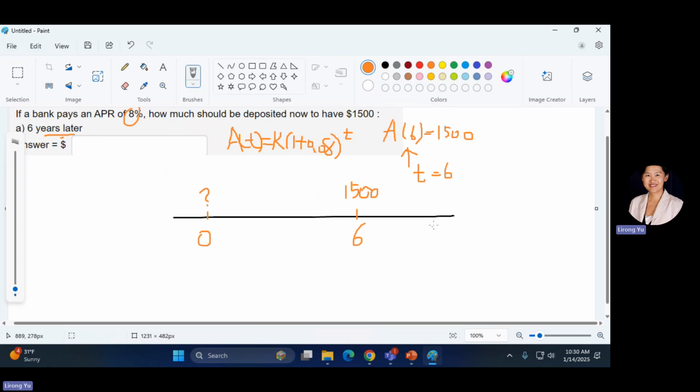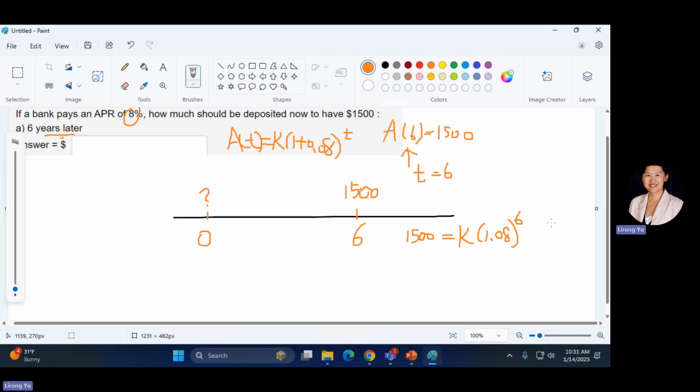So you set up the equation: 1,500. In 6 years, we have 1,500 and K times 1.08 to the power 6. So the right side of the equation is the amount function, K times the accumulation function. The accumulation function is 1.08 to the power 6. On the left side of the equation is the actual value that we wanted in 6 years. Okay. So again, you solve this equation for K, and that will be 1,500 divided by 1.08 to the power 6. That's the amount that we have.